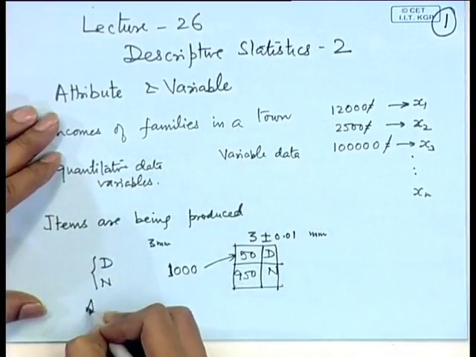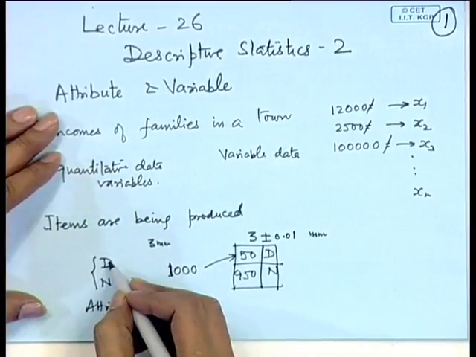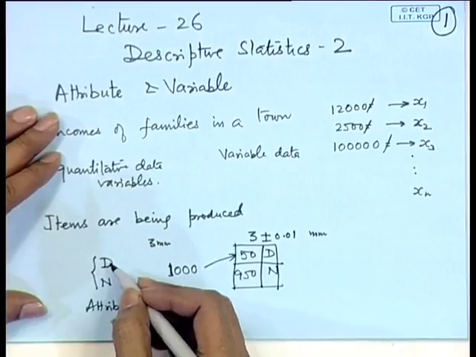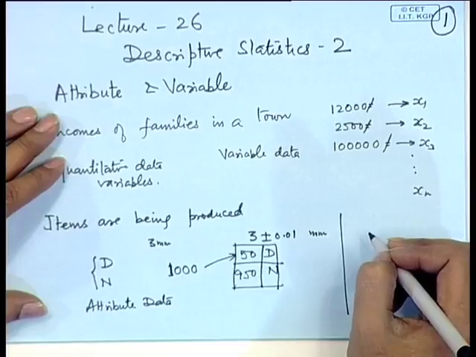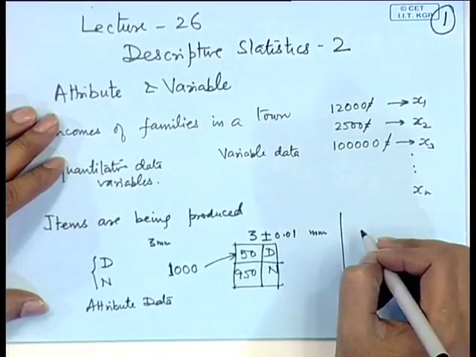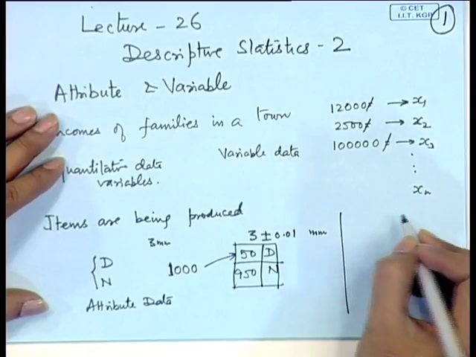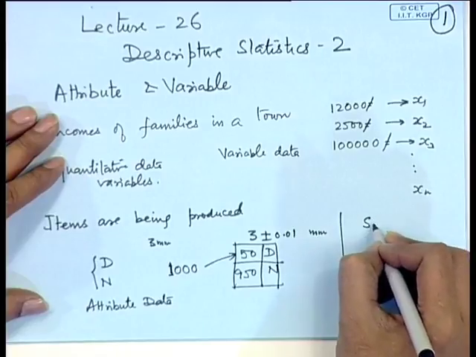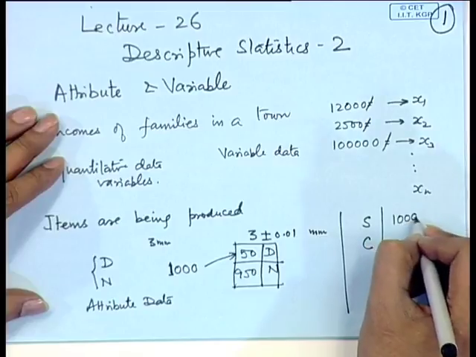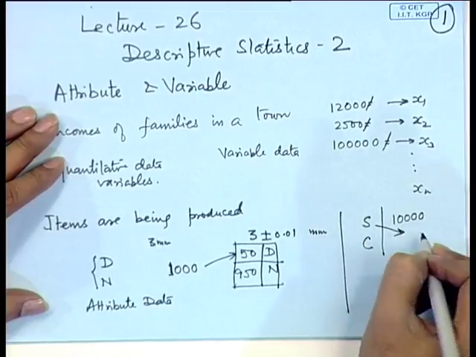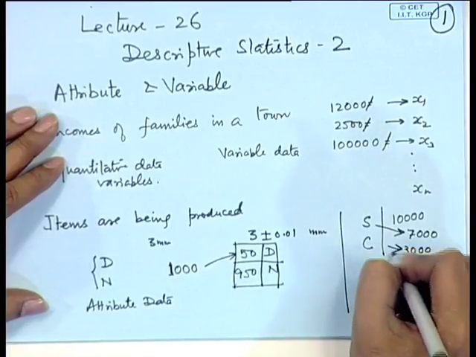This is known as attribute data, because here the initial recording is in terms of the characters, that is, or you can say the type. For example, if we are looking at a population of students and we may then classify them as school students or college students. So, each student may be a school student or a college student. So, if we have say 10,000 students, then out of this 10,000 maybe you have 7,000 as school students and 3,000 as college students.